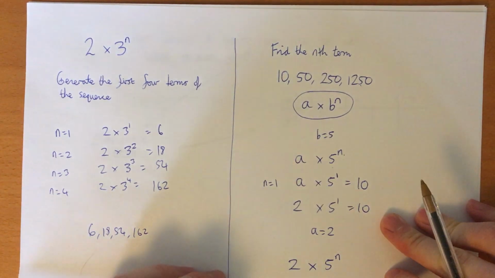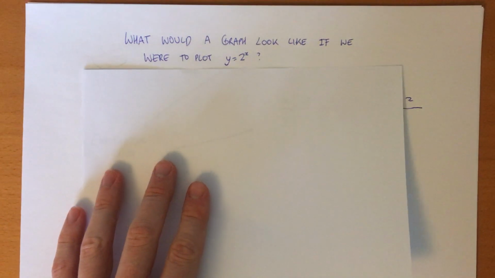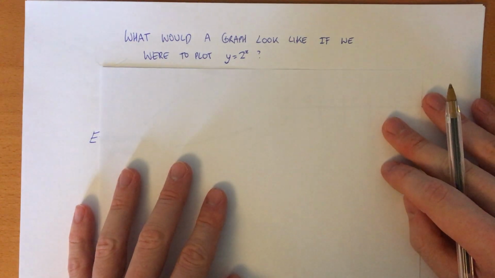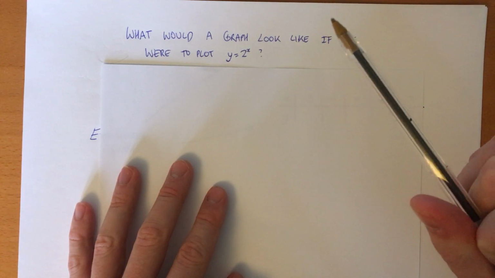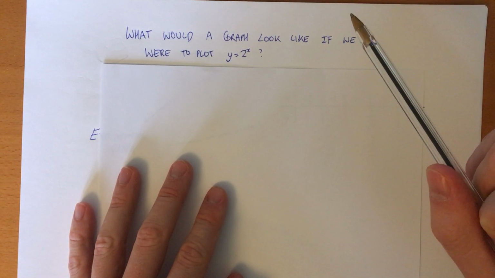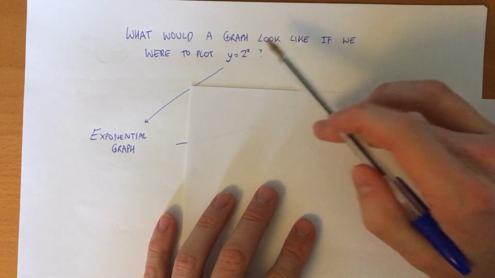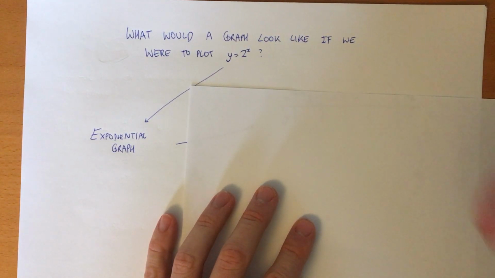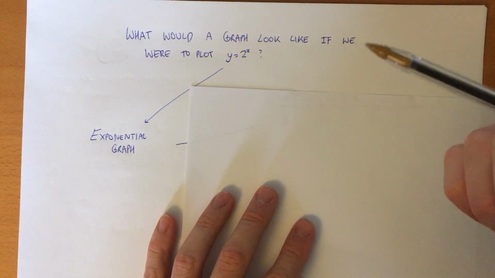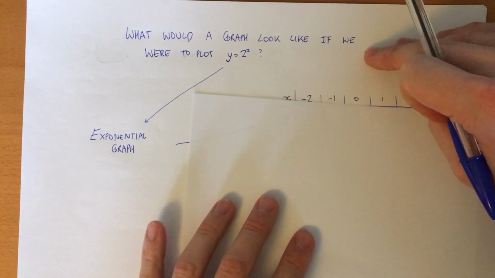Okay, before I end the video, I want to show you the last step of what we want to do here. So, I want you to use everything we've just spoken about there and think about this question. What would a graph look like if we were to plot y equals 2 to the power of x? Okay, firstly, that's an exponential graph. And similar to the geometric sequence, hopefully you've got an idea of how it might look if it went up in that amount. Okay, so let's now have a look at what this might be.